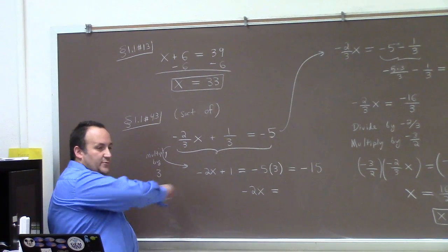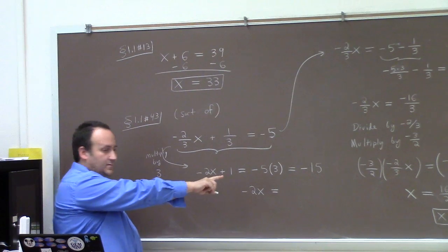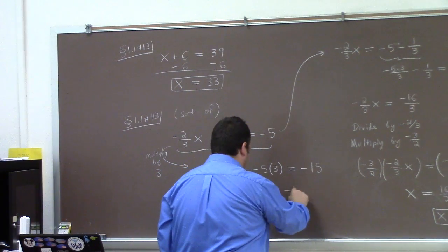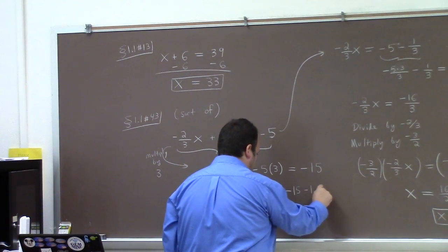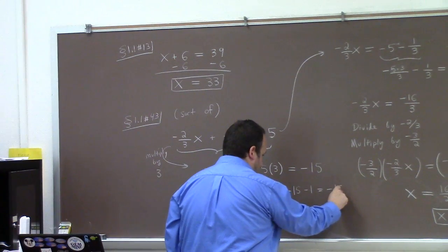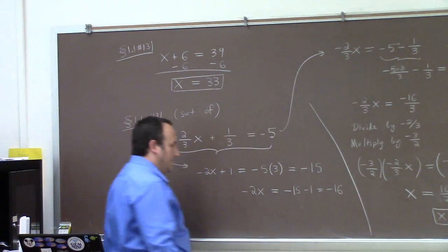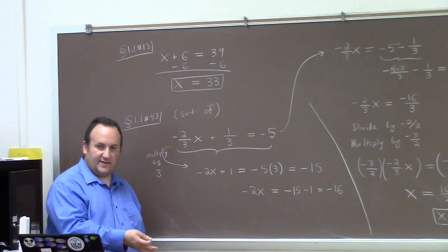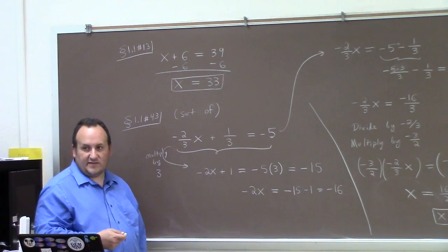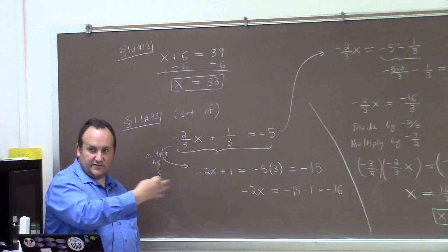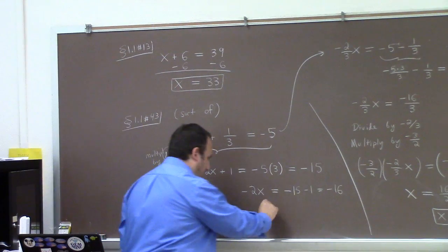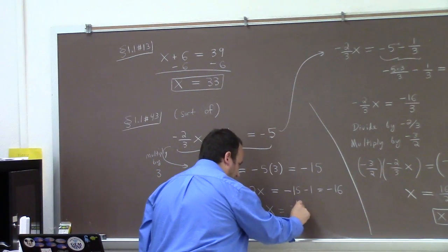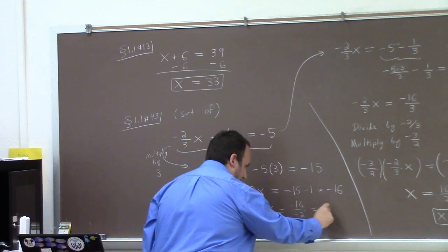So yeah, I have to subtract 1 from each side, right? So I get minus 15 minus 1, which is minus 16. And so what does that give us? That gives us minus 2x equals minus 16. So we divide the equation by minus 2. We get x equals minus 16 over minus 2, which is 8.